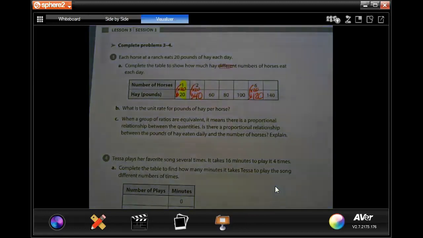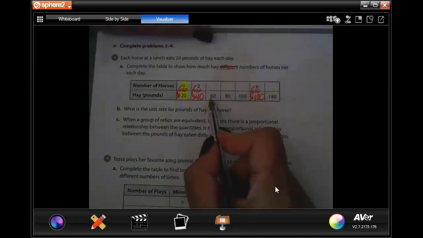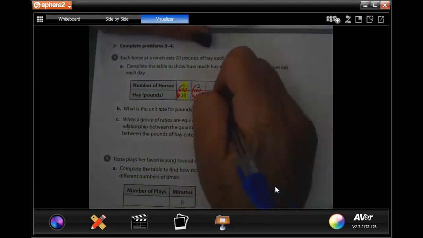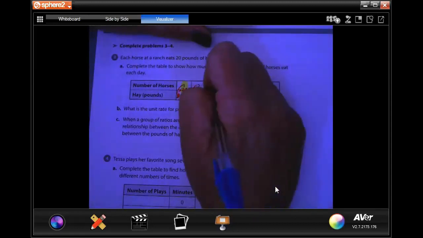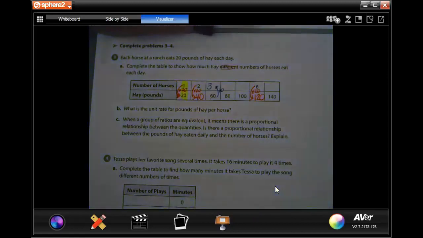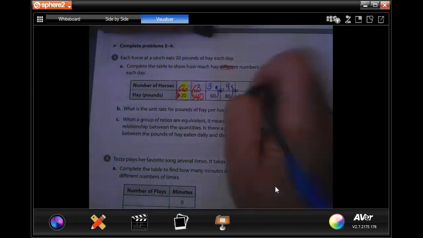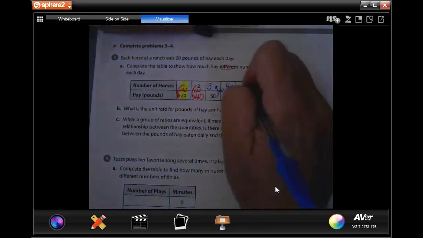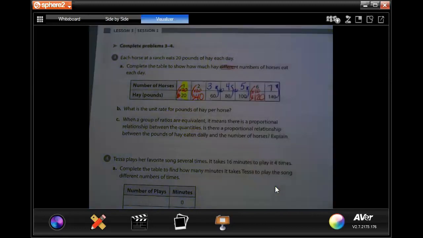Now, we have a vice versa situation. Okay, we start out with 60 pounds of hay. How many horses will that feed? Well, we have to work backwards. So we're going to divide by 20. So 60 divided by 20 is 3. Same thing, 80 divided by 20 is 4. 100 divided by 20 is 5. 140 divided by 20 is 7. Okay? So there's our table, and our table will help us with answering questions about horses and pounds of hay.